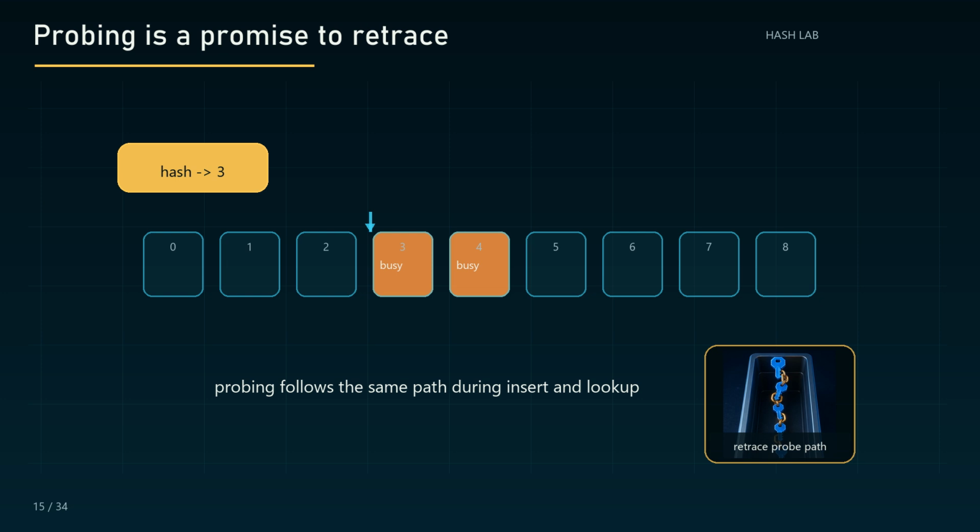If insertion says bucket 3 was busy, so it tried bucket 4, then bucket 5, lookup must try the same sequence. Otherwise the item is in the table, but the search path gives up before reaching it. Open addressing is fast only when the probe path stays short.